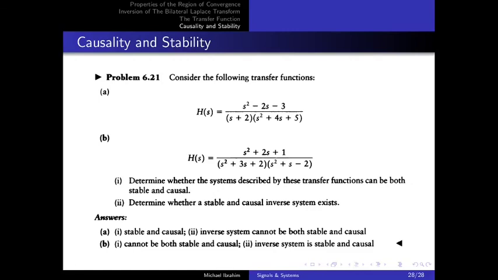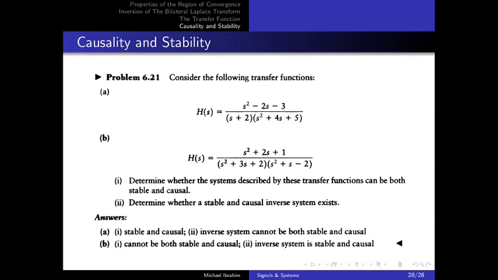And here you have H(s) given, and you need to determine whether the system described by these transfer functions can be both causal and stable. So you will find the location of the poles. If all poles are located on the left half plane of the s domain, the system can be both causal and stable. In the second part, we need to determine whether the inverse system can be both causal and stable. Again, the inverse system will have a transfer function 1 over H(s), and you can find the location of the poles of the new system, and decide whether the system can be both causal and stable.